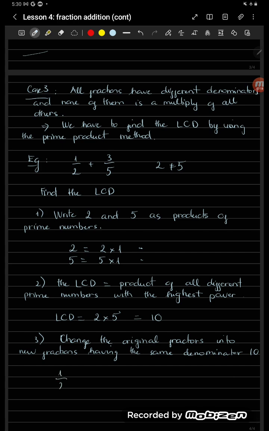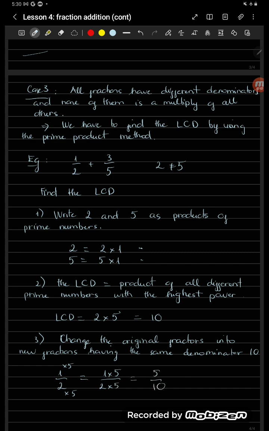So 1 over 2, how can we change 1 over 2 to become a new fraction with denominator 10? If you notice, in order to make 2 become 10, 2 increases 5 times. So we need to multiply 2 by 5. And because you multiply the bottom part by 5, you need to multiply the top part by 5 as well. So that's why we have 1 times 5 over 2 times 5, and it equals 5 over 10.